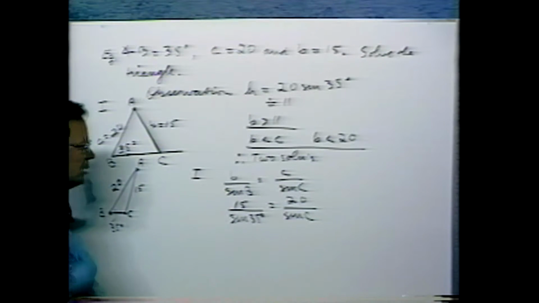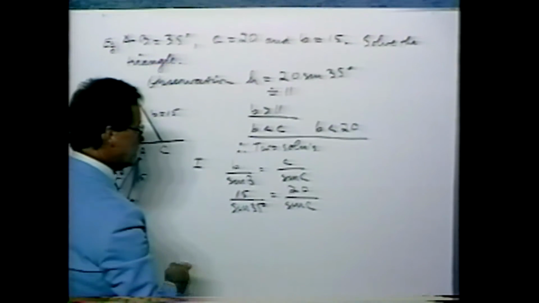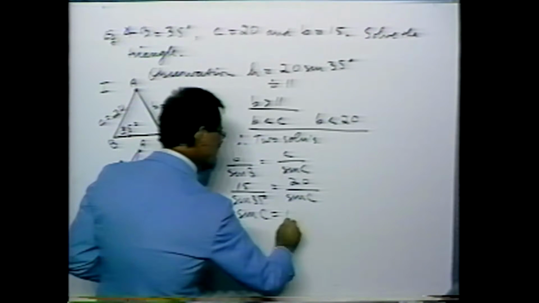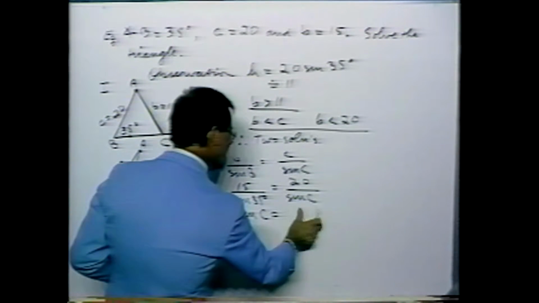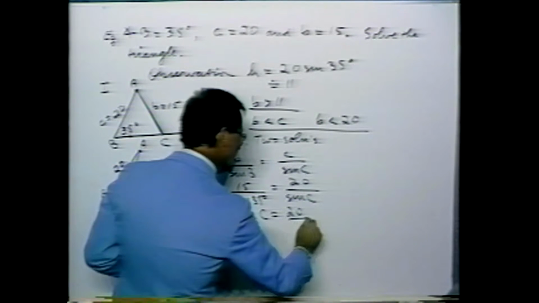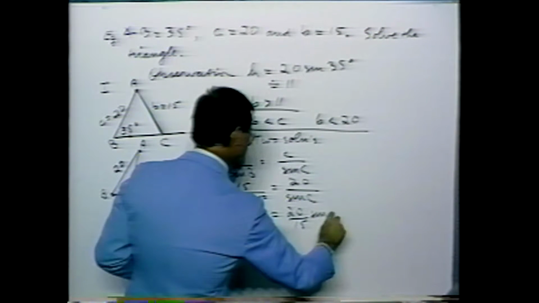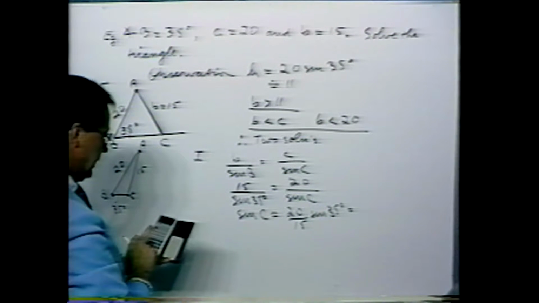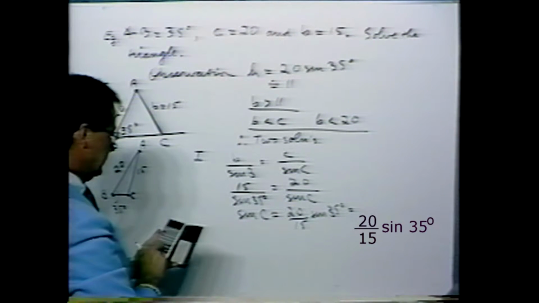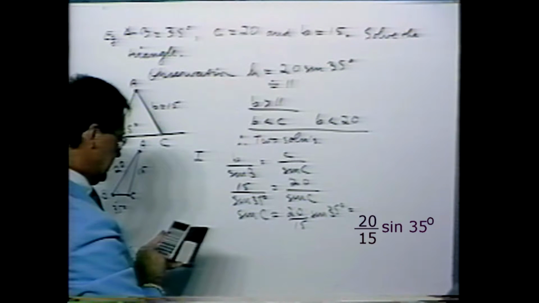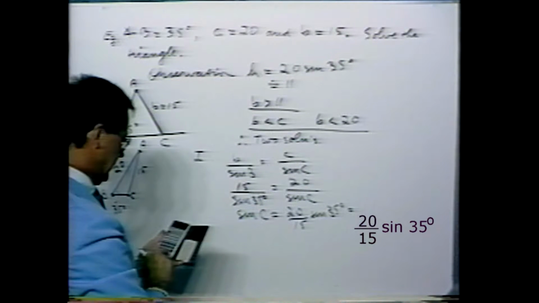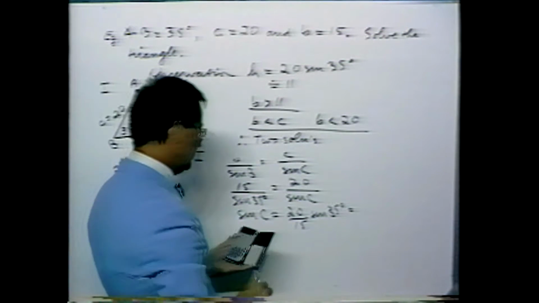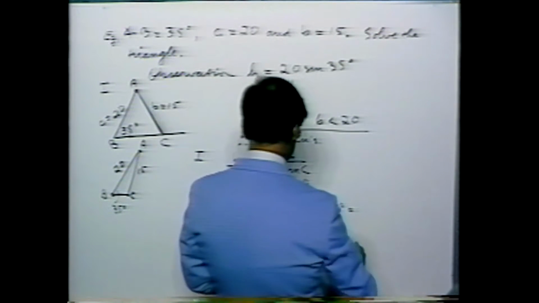Make sine C the subject of this equation, and we have that the sine of C is equal to 20 over 15 multiplied by the sine of 35 degrees. Working this out on a calculator, sine 35 multiplied by 20 and divided by 15 is equal to 0.7647.